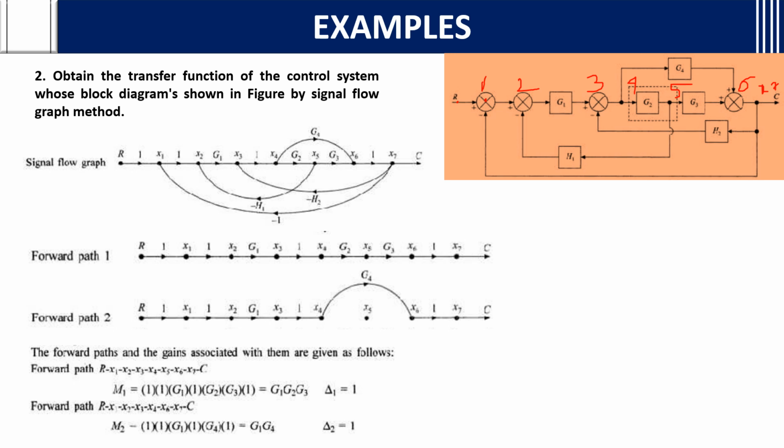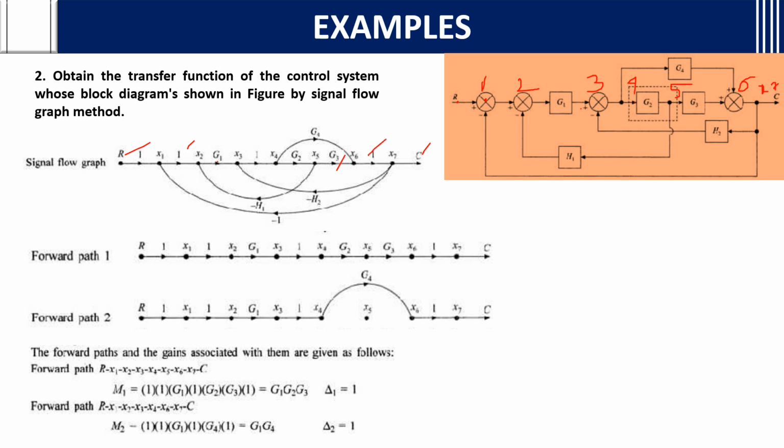So now what should we do? You mention R and C also. From R to x1, are there any gains? No, you will take 1. From x1 to x2, is there any gain? No, you will take 1. Then x2 to x3, there is G1 as the gain. Then x3 to x4, there is nothing, 1. Then x4 to x5, G2 is the gain. x5 to x6, G3 is the gain. x6 to x7, 1 is the gain.